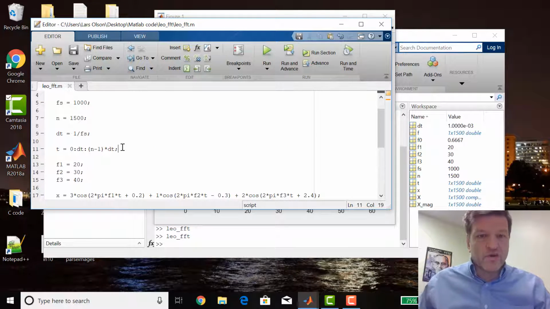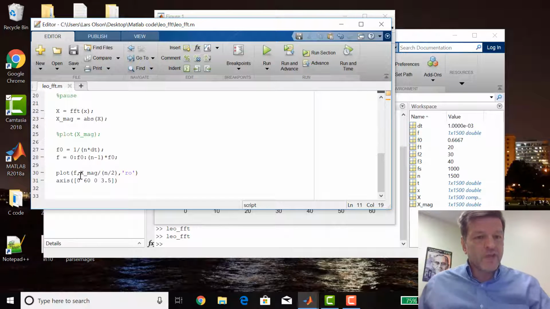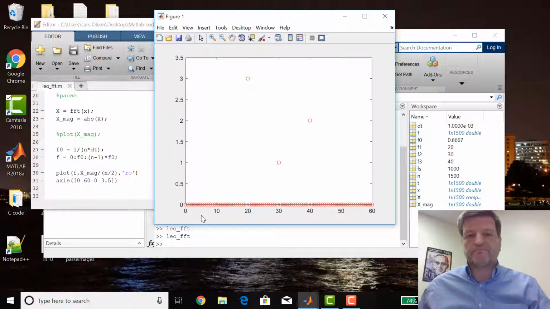So that's how you normalize a frequency domain plot. If you're just looking at the first half, you want to divide the magnitude value by the number of points over 2, and you want to make the frequency axis using F0 here, which is 1 over n times delta t. So that is how you do the Fourier transform of a signal. And that's how you plot it out. Cool. That's it.